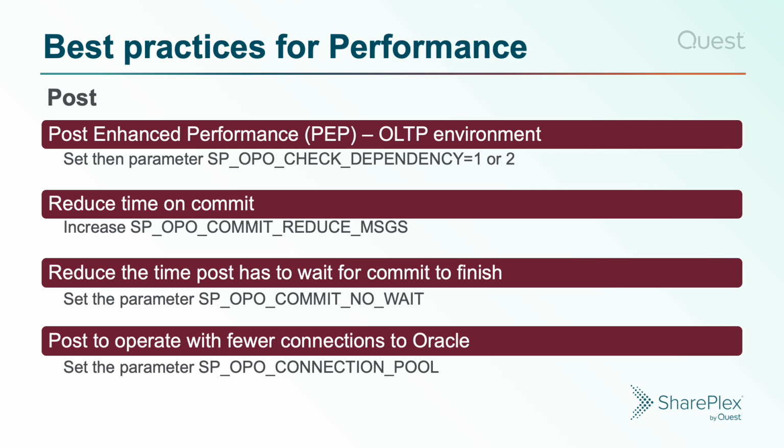There's another area where commit speed is increased. You can set the parameter SPOPO commit no wait to 1. What it does is call the commit wait no wait to help reduce the commit time. It uses the Oracle commit wait no wait call, so you want to use it with caution. And to operate with fewer connections to Oracle, we have a parameter SPOPO connection pool. This is set as the default parameter.